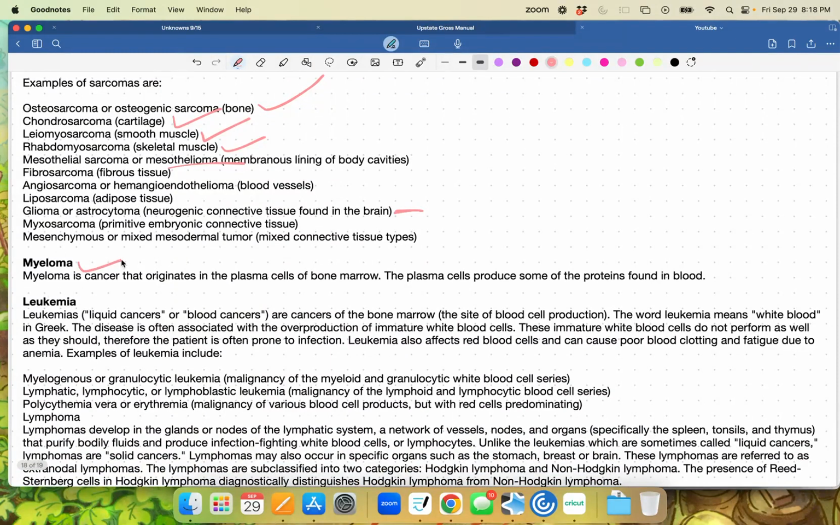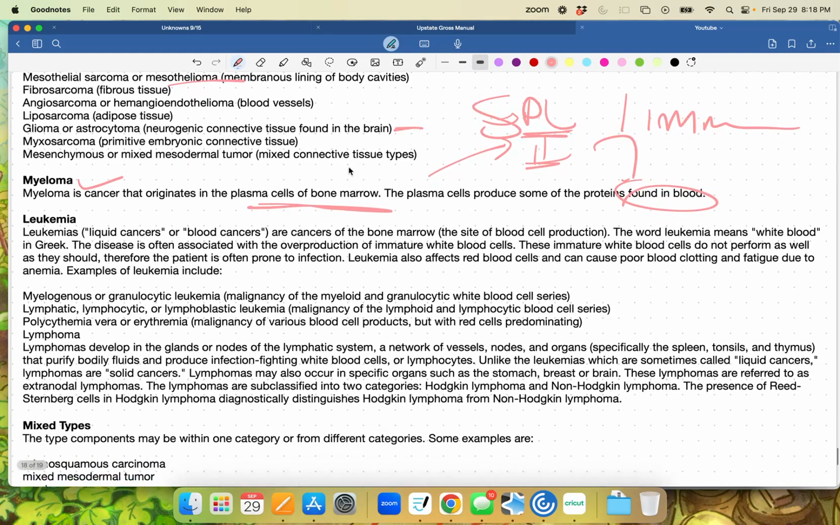Myeloma is its own category, so that is going to be associated with plasma cells in the bone marrow, and these plasma cells are going to produce IgG, immunoglobulin in general, and these can be found in the blood, and they are detected with, of course, SPEPs, or immunofixation.